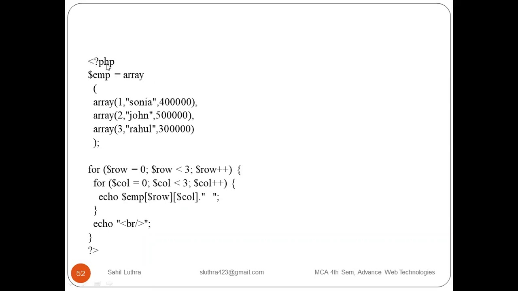So first of all, less than question mark PHP, and here we are declaring a variable. $M will be the name of the variable, and here we declare an array equals to array. So our array starts from here and ends here. The first will be an array, because we are using a 3-dimensional array, so 3 times we pass values. Array: ID will be 1, name is Sonia, and salary is 4 lakh. After that array, the ID will be 2, name is John, and the salary is 5 lakh. After that array, the ID will be 3, at last the name is Rahul and salary is 3 lakh.